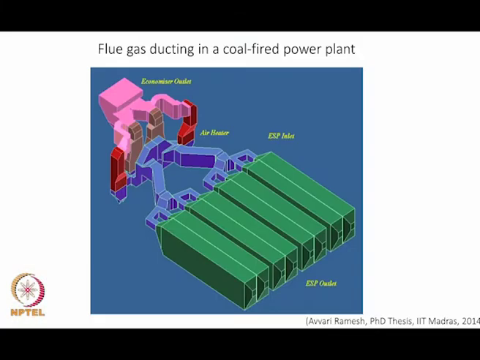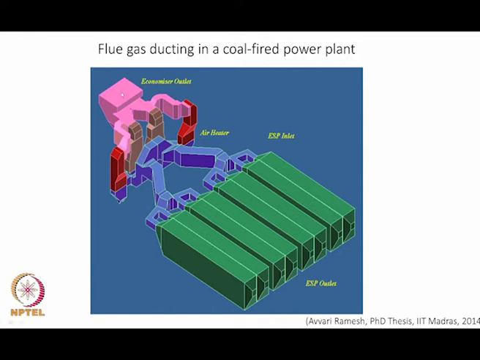So, we will look at the specific case of a flue gas ducting in a coal fired thermal power plant, and this is a typical example of how fluid flow occurs in many process industry applications. What we have here is part of the gas ducting. Above this is a large duct which carries hot flue gas from the furnace, and it enters here.